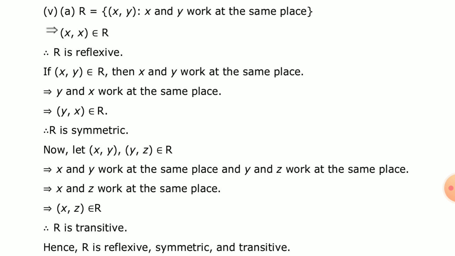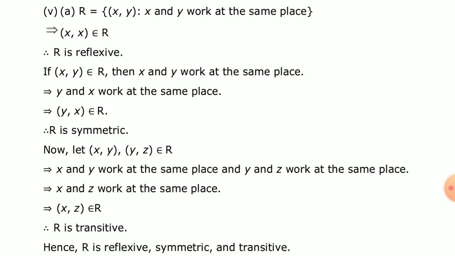Next, if (x,y) belongs to R, that means x and y work at the same place. This implies y and x work at the same place, so (y,x) belongs to R. Therefore R is a symmetric relation.